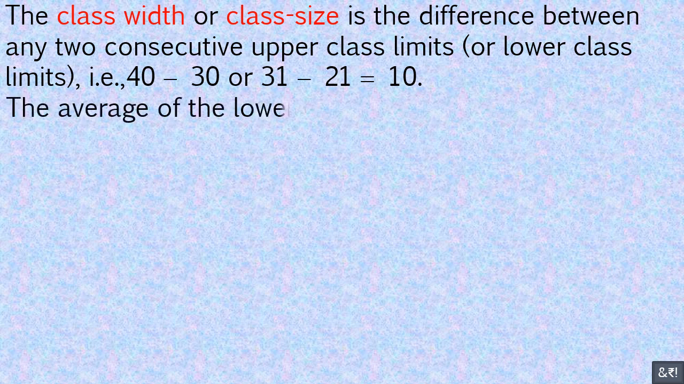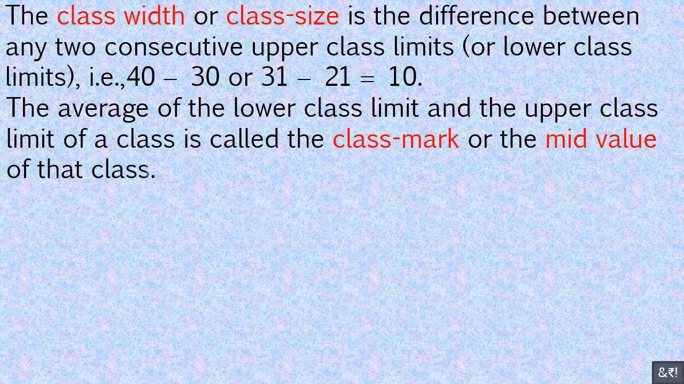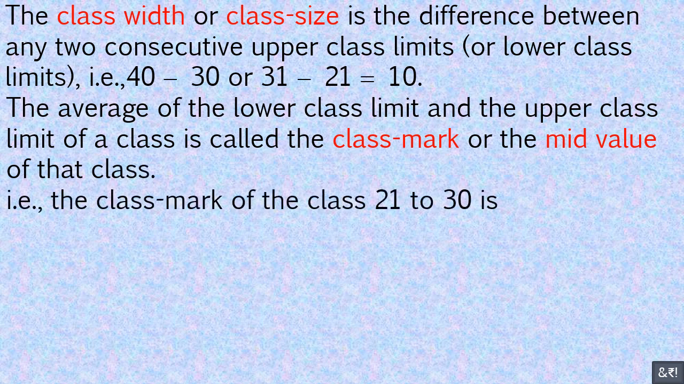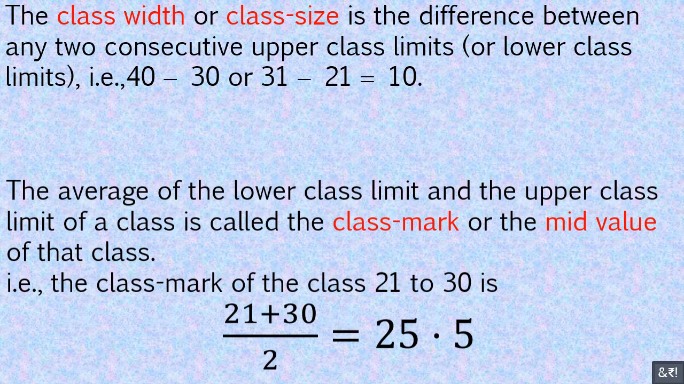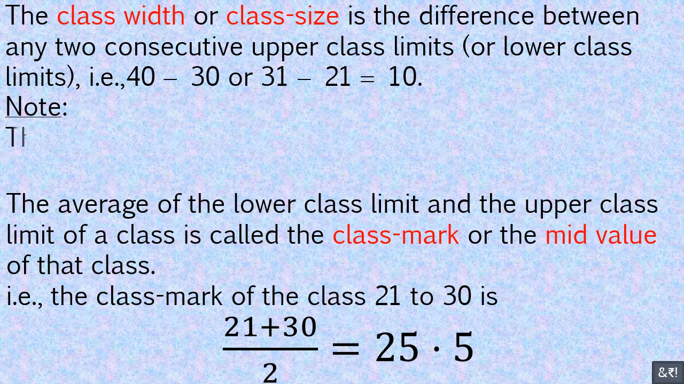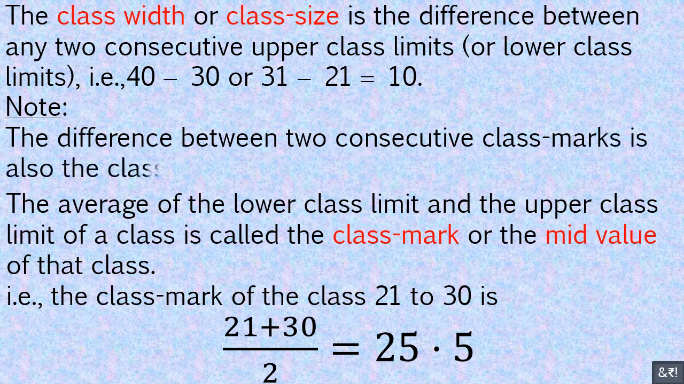The average of the lower class limit and the upper class limit of a class is called the class mark or the mid-value of that class. That is, the class mark of the class 21 to 30 is 21 plus 30, divided by 2 equals 25.5. Note. The difference between 2 consecutive class marks is also the class width. That is, 35.5 minus 25.5 equals 10.